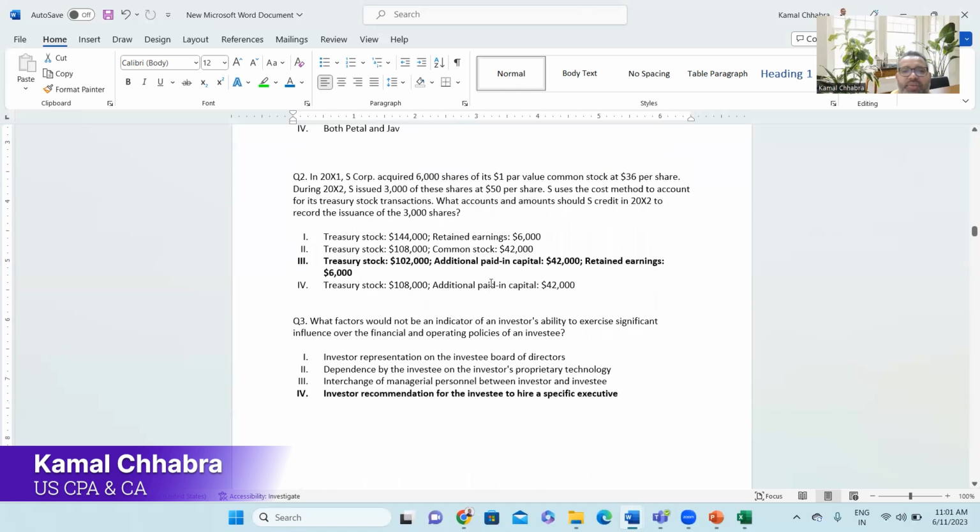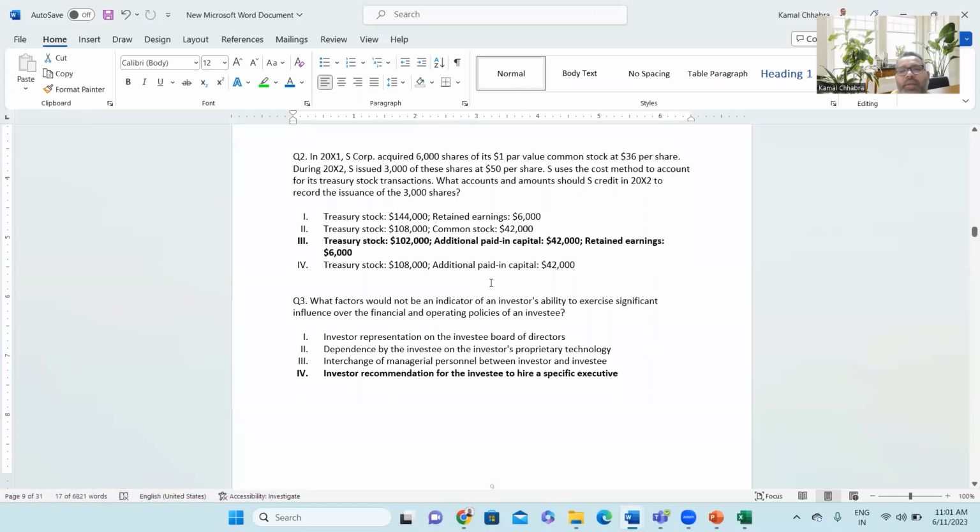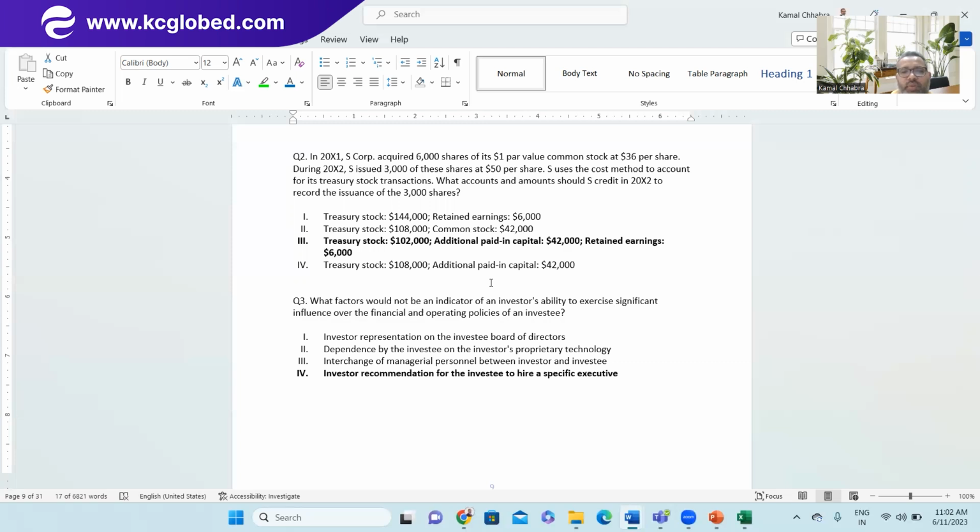Okay, let's come to the next question. In 2001, S Corporation acquired 6,000 shares of its $1 par value common stock at $36 per share. During 2002, S issued 3,000 of these shares at $50 per share. S used the cost method to account for the treasury stock transaction. What account and amount should S credit in 2002 to record the issuance of 3,000 shares?